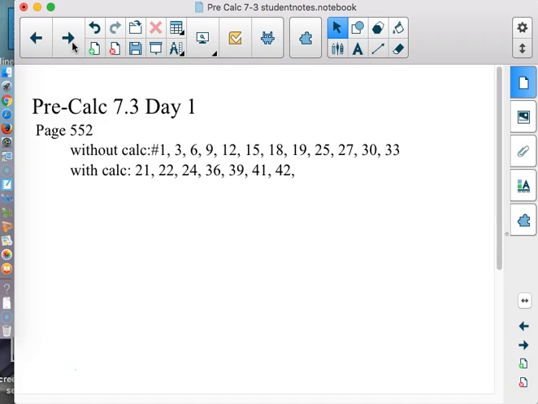We did not use the calculator yet, so you wouldn't be able to do the with-calculator part. So write it down. It'll be something we'll be able to do tomorrow. So you can do the stuff by hand, what we have today.